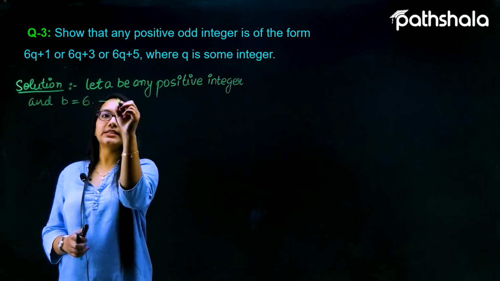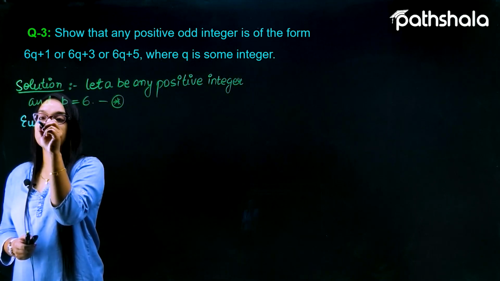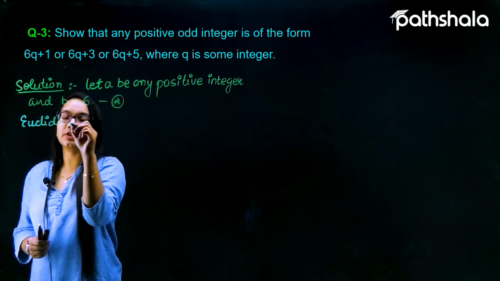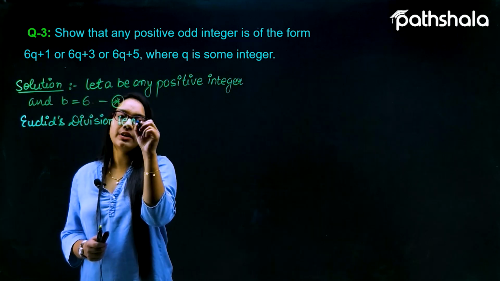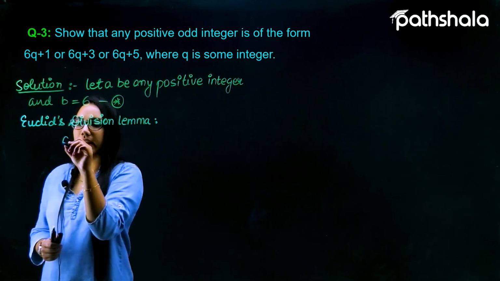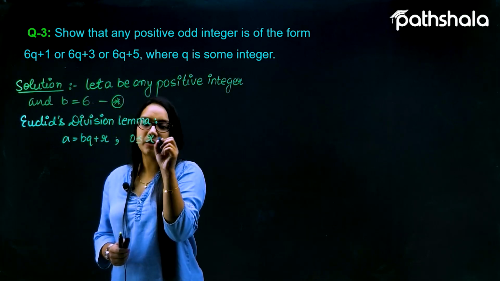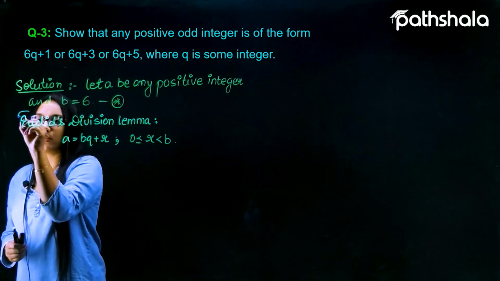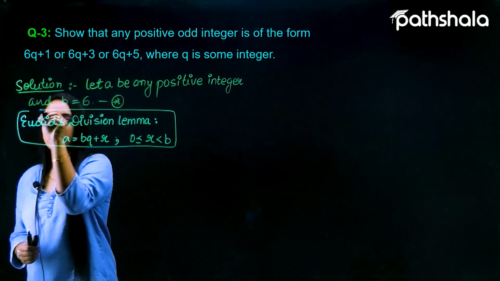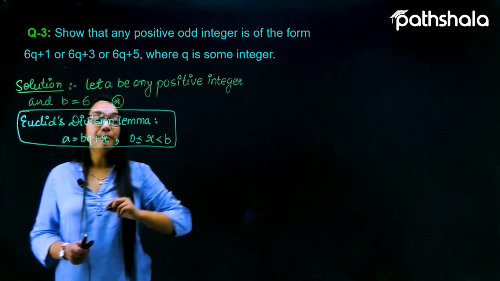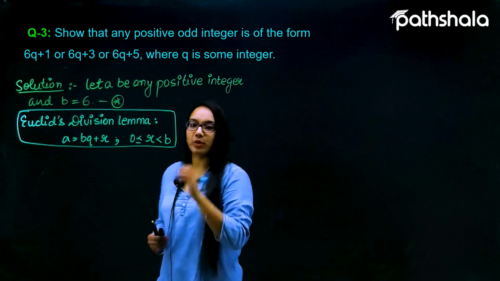Let us suppose I'm calling it star. So by Euclid's division lemma, we know that a is equal to bq plus r, with the condition that r always lies between 0 and b. So we are using Euclid's division lemma over here. Let's substitute the value of b is equal to 6, that is star, in this particular equation.